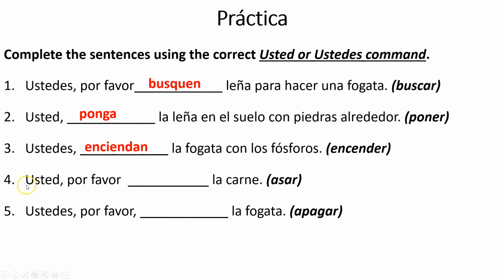Number 4. Usted, por favor, blank la carne. Grill the meat. Usted, por favor, hace la carne. Right? Put in the yo form, aso. Drop the O, opposite ending. AR becomes E.